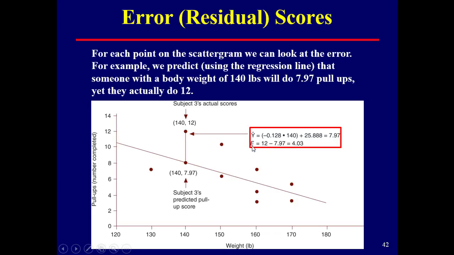So his individual error, okay, we're just going to use the term E now by itself. His individual error is his actual score minus his predicted score, and our answer is going to come out in our units of measure for y. In this case, it's the number of pull-ups. So for someone that is 140 pounds, we predict they're going to do 7.97 pull-ups. He actually does 12, so the error in this prediction is 4.03, and the units here are pull-ups. So this is the concept of error.